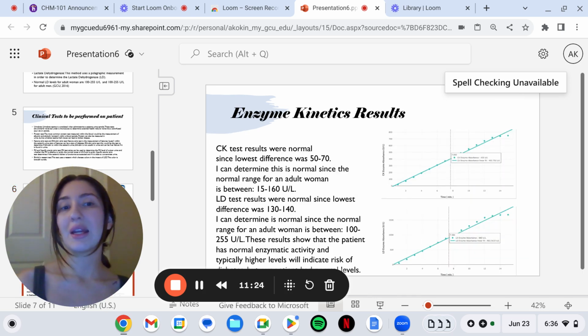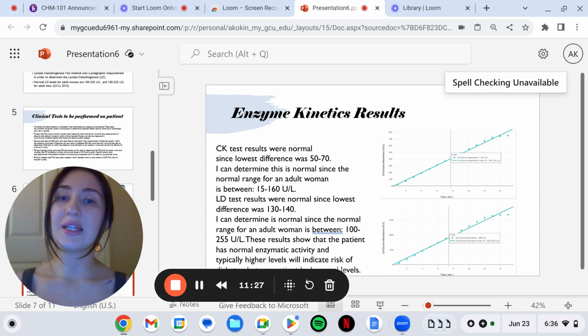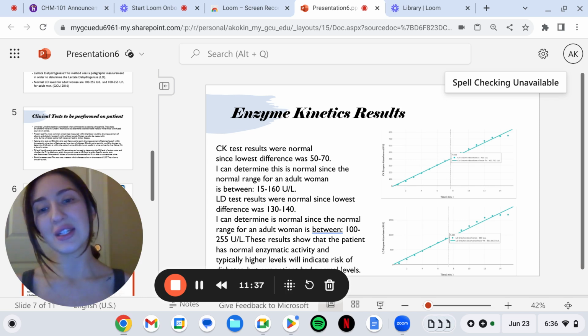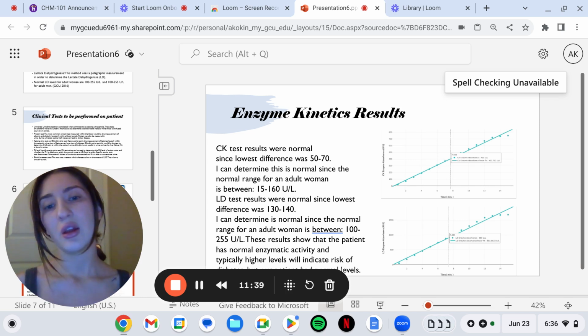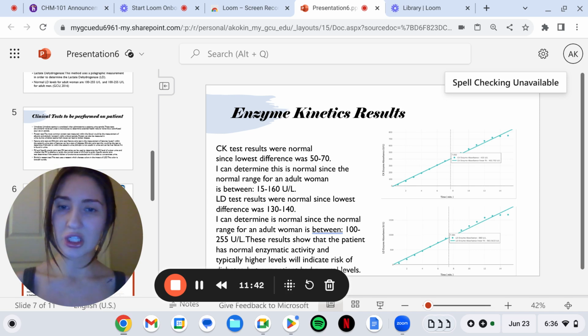For the enzyme kinetics results, our CK test results were normal since the difference was between 50 to 70. I can determine this is normal since the normal range for an adult woman would be between 15 to 160 U/L. 50 to 70 for our patient does lie between 15 to 160.